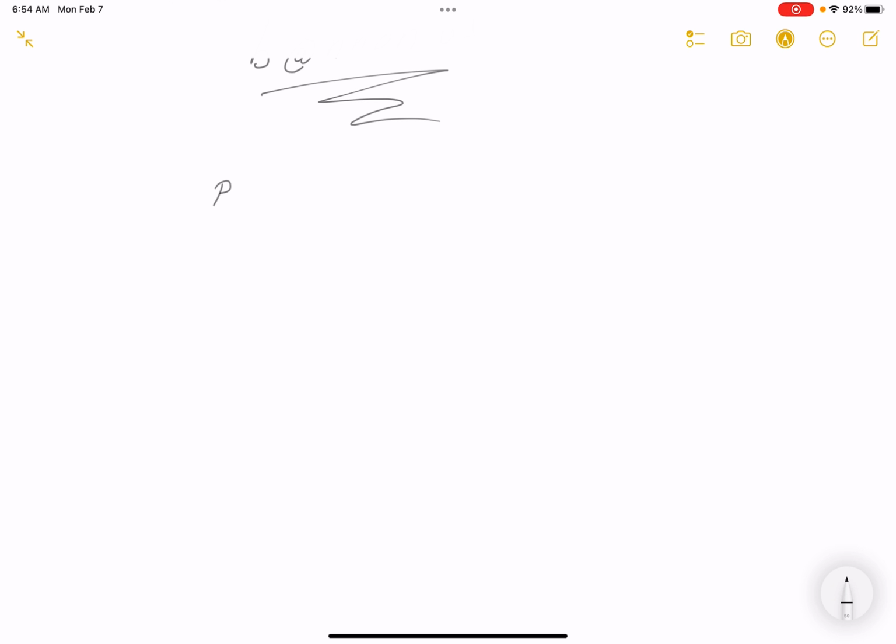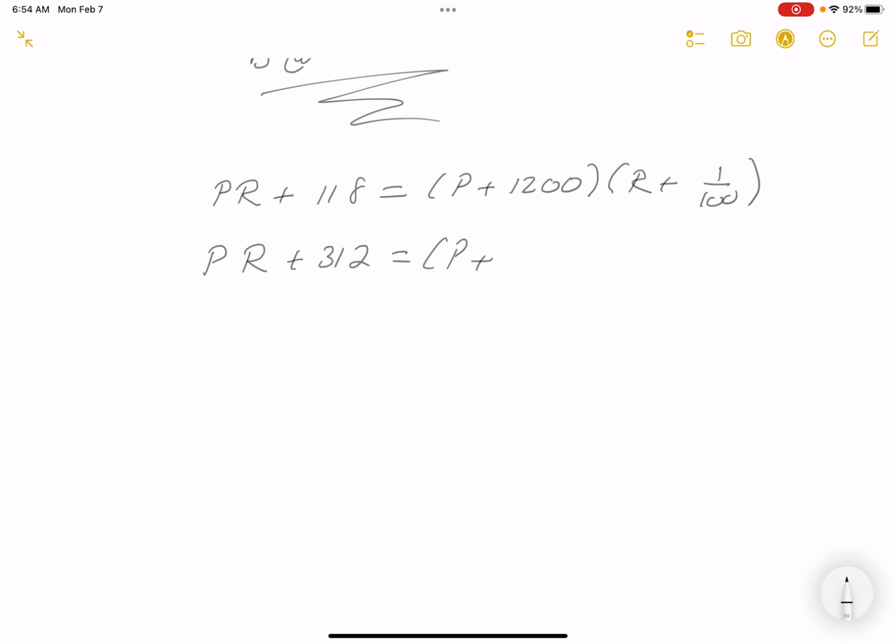I have PR plus 118, and then it's going to be P plus 1,200 times R plus 1/100th. And what do you get over here? PR, second equation. It's 2 equations, 2 unknowns, by the way. It should be relatively simple to solve. And that was P plus 3,200 times R plus, instead of writing 2 over 100, I'm going to write 1 over 50.